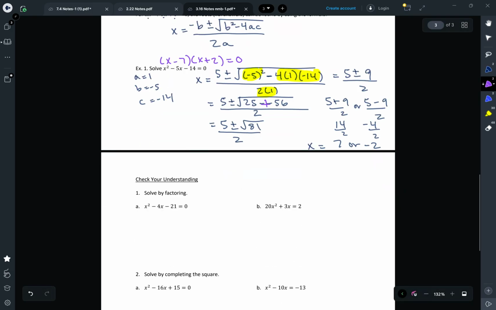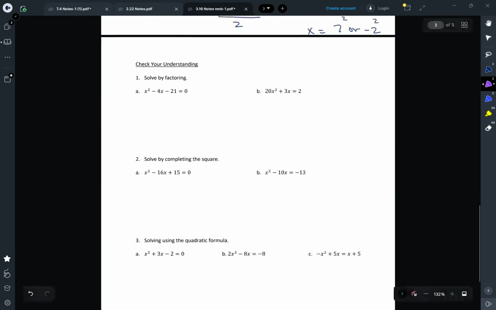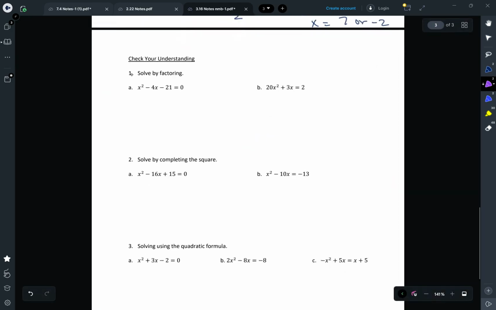All right, so the next two say solve by factoring. And this is a check your understanding. So you're going to go ahead and try just one. So try A and B. Try to solve by factoring. So that means not completing the square, not square roots, just straight up factoring. So go ahead and try that. And then you're going to come back and check your answers with me.